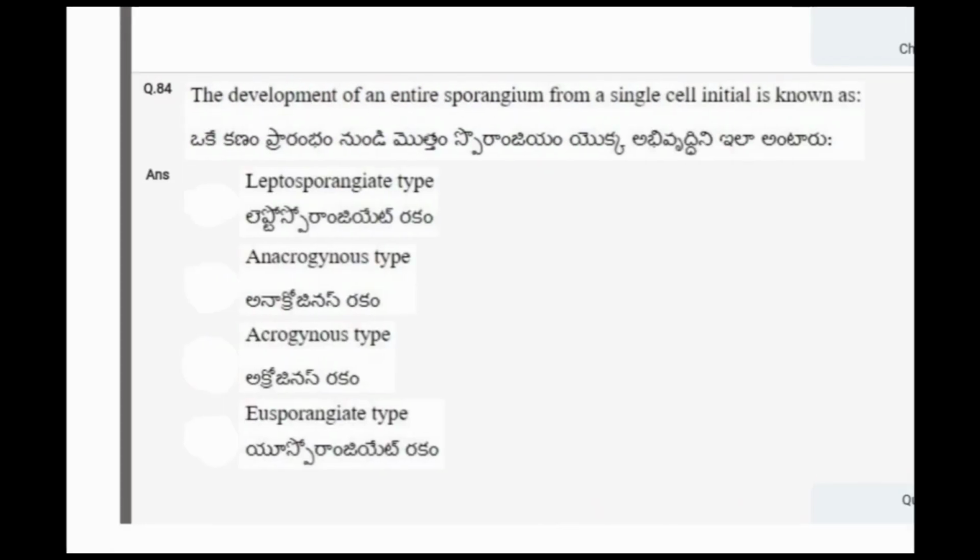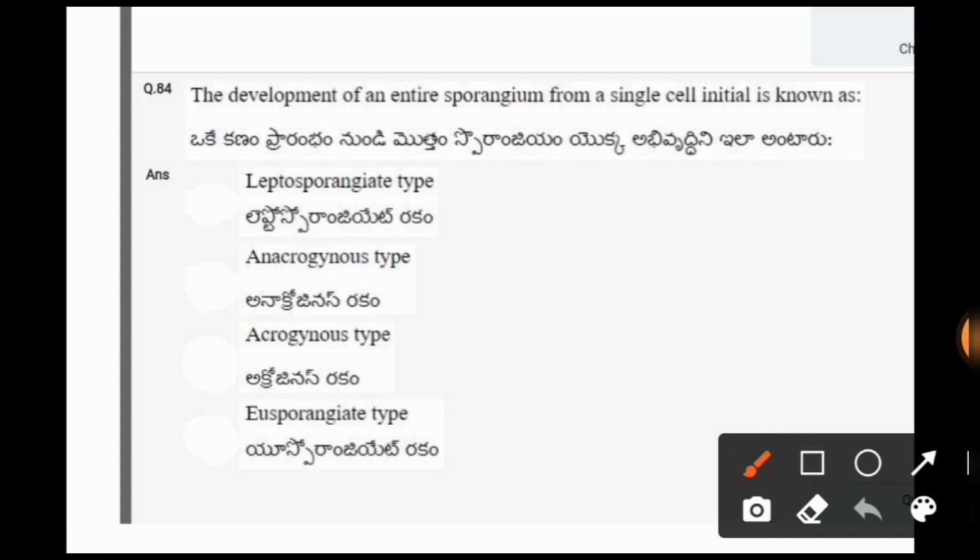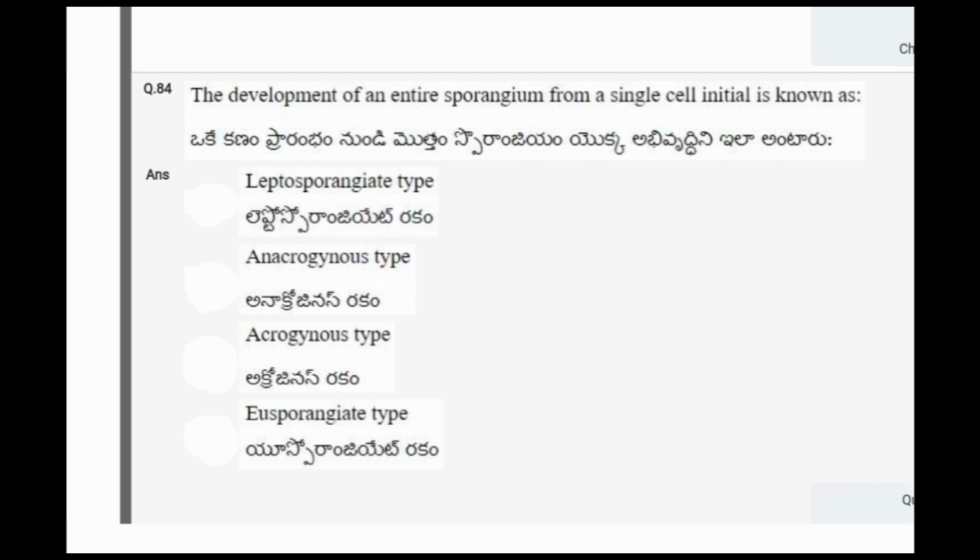Next question. The development of an entire sporangium from a single cell initial is known as. The options are leptosporangiate type, acrogynous type, and eusporangiate type. The correct option is leptosporangiate type. Next question.